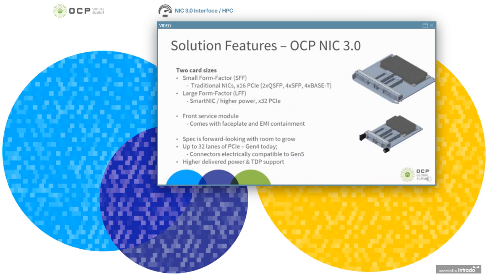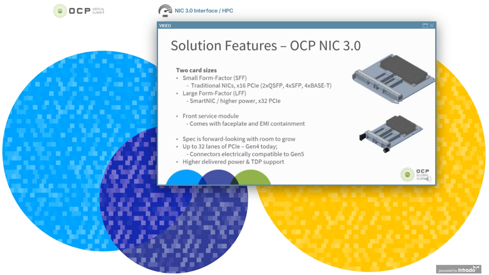As previously mentioned, there are 2 card sizes. SFF cards are great for traditional NIC implementations. This supports up to 16 lanes of PCIe, and the I/O combination is shown on the screen. Large form factor cards support up to 32 lanes of PCIe and are targeted for smart NIC and higher power applications. Each OCP NIC 3.0 card comes with a standard faceplate and provides EMI containment.